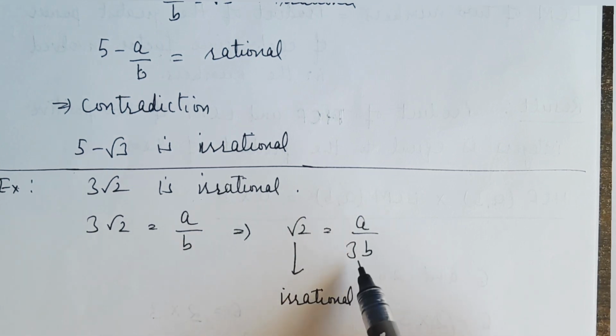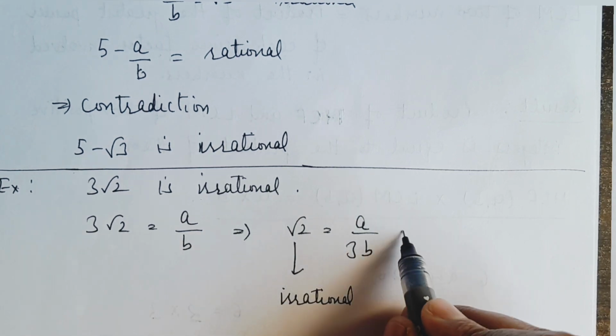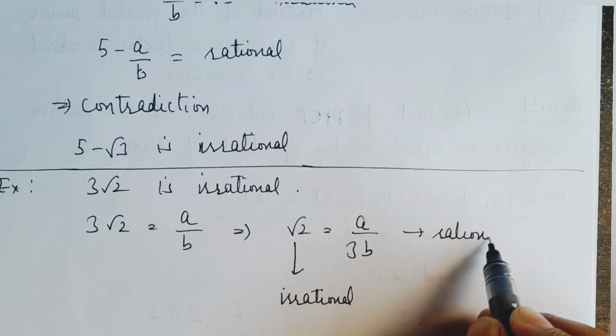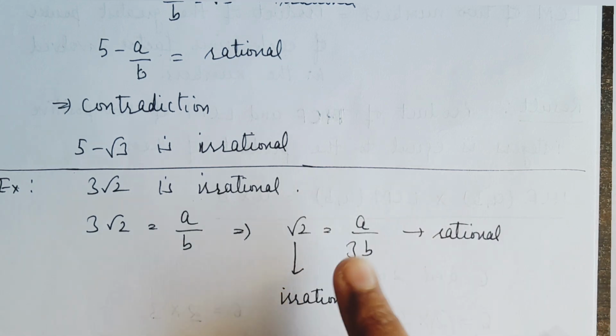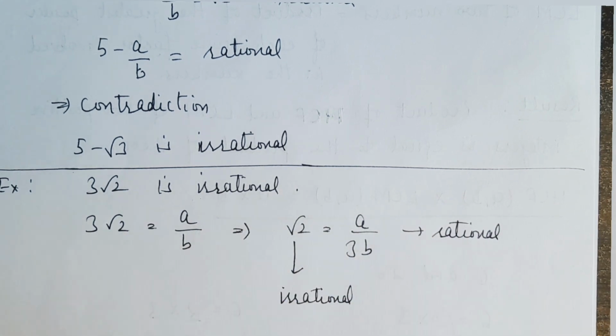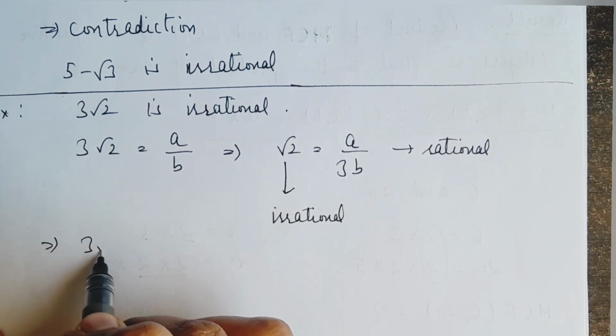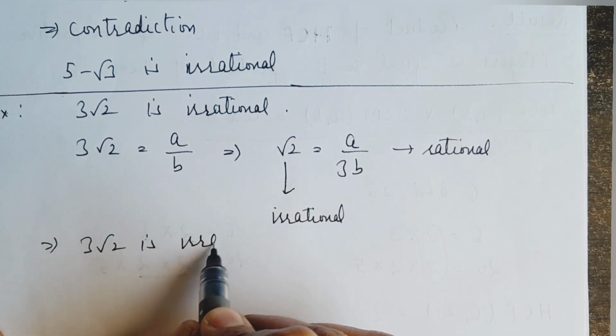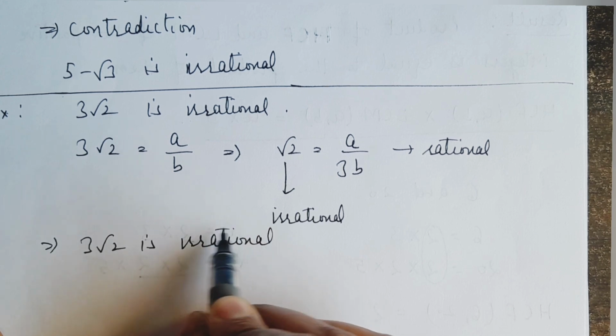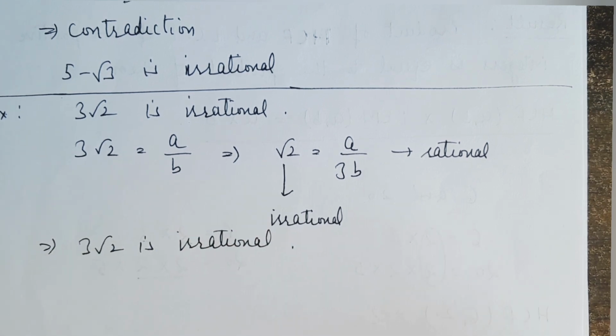So, if you divide a rational by 3, that will be again rational. So, right side is rational. Again, we got the contradiction. Left side irrational, right side rational. It is not possible. That means our assumption is wrong. 3√2 is an irrational number, not a rational number. It is very easy to prove an irrational number. Similarly, we can do the exercise questions also.